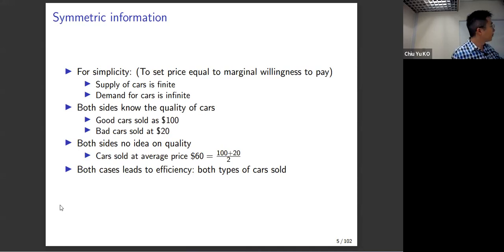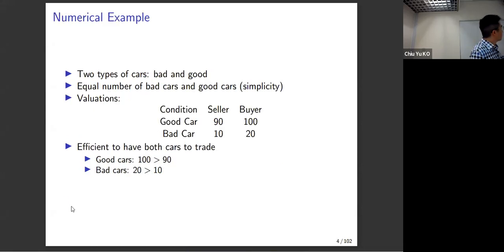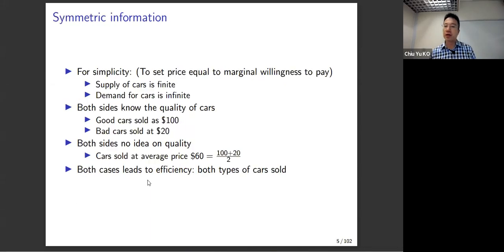If you drop the first assumption, the good car sells at 90 and the bad car sells at 10. With more buyers than sellers, it sells at this price; if more sellers than buyers, it sells at that price. So it's not crucial, and you can imagine the outcome somewhere in between, but that is to illustrate the point only.